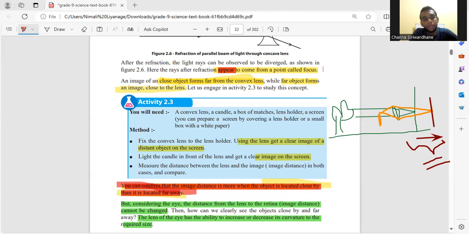Number 1: an image of a close object forms far from the convex lens. The second point: a far object forms an image close to the lens.